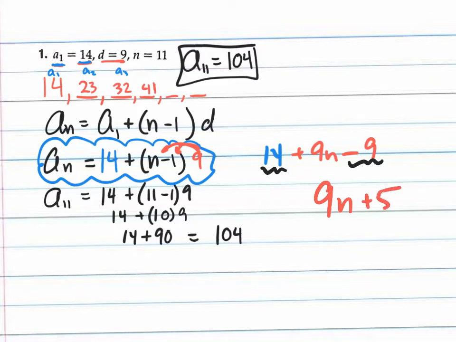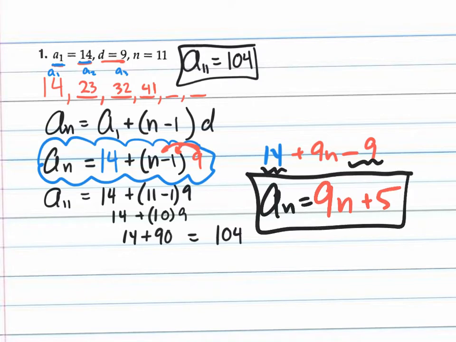Ladies and gentlemen, that's my a sub nth rule, okay? They didn't ask us to write down the a sub nth term or the a sub nth rule. I want to show you that this is the machine that produces this list: 14, 23, 32, 41. Again, if you were to plug in a 1, 9 times 1 is 9, plus 5 is 14. That's your first number on the list.